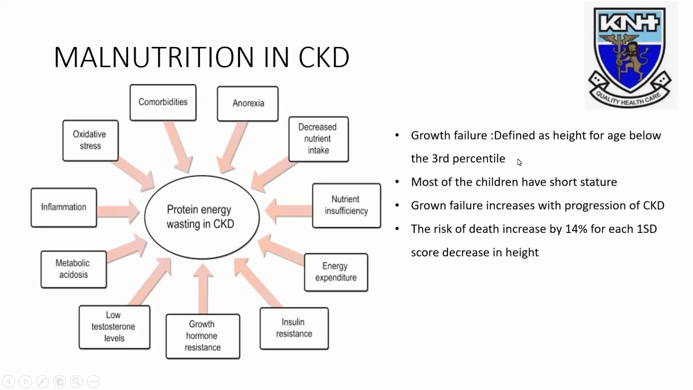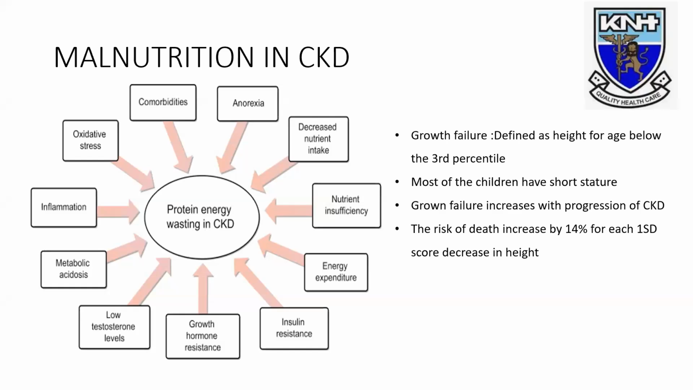So for the normal curve where you consider now the children by gender and by age. Most of the children have short statures, but in our setting, more than 90% have short statures, and the growth failure increases with progression of the chronic kidney disease, if you remember those tables. The risk of death increased by 14 for each minus standard deviation score decrease in height. So you can see for a child who now has a -3, the mortality will increase now at 52.